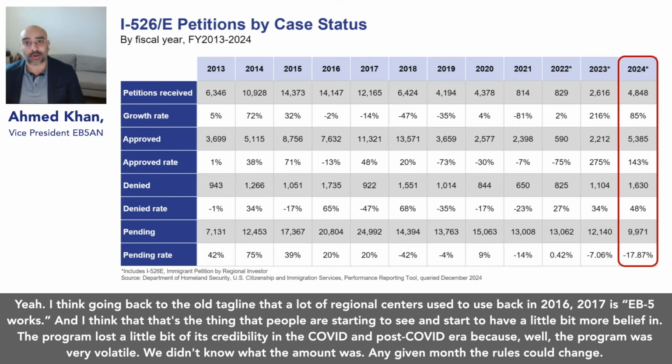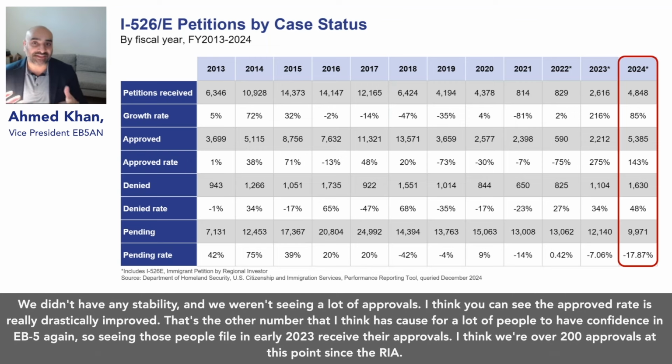Yeah, I think going back to the old tagline that a lot of regional centers used back in 2016, 2017: EB-5 works, right? And I think that's the thing people are starting to see and have a little bit more belief in. The program lost a little bit of its credibility in the COVID and post-COVID era because the program was very volatile. We didn't know what the amount was. Any given month, the rules could change. We didn't have any stability, and we weren't seeing a lot of approvals.